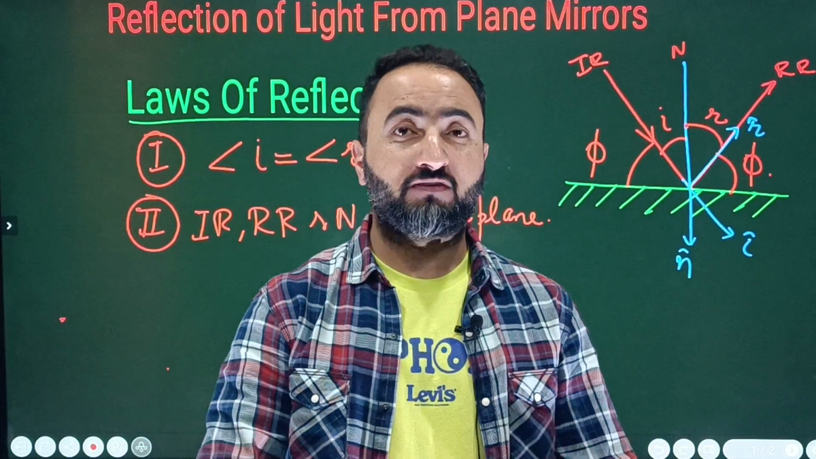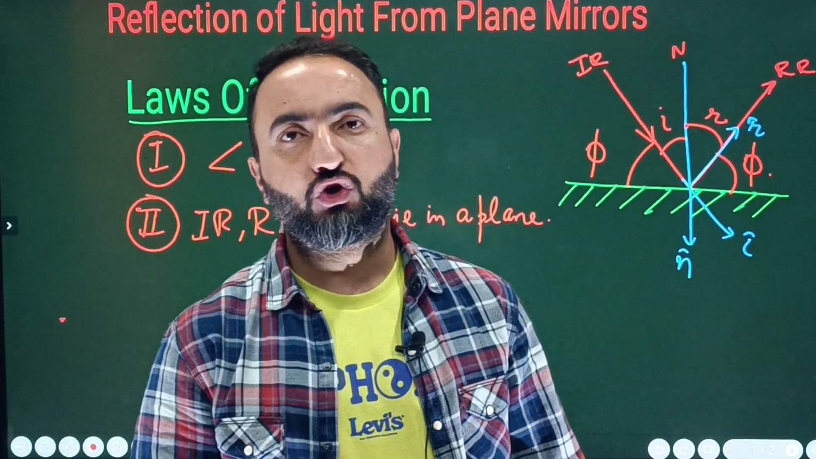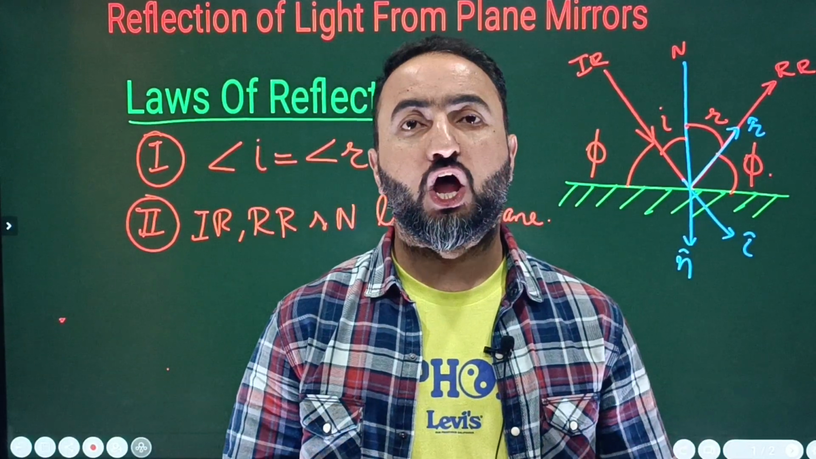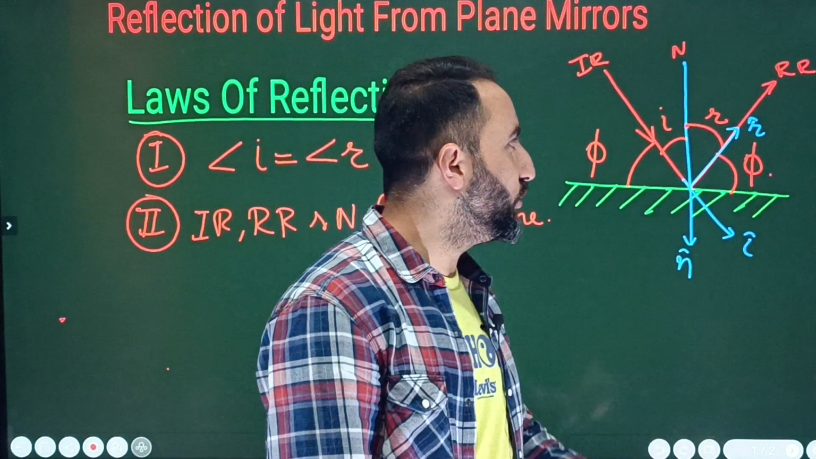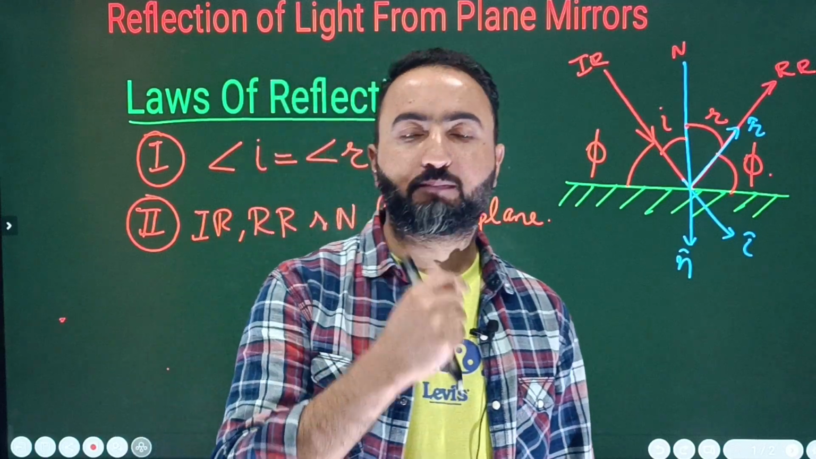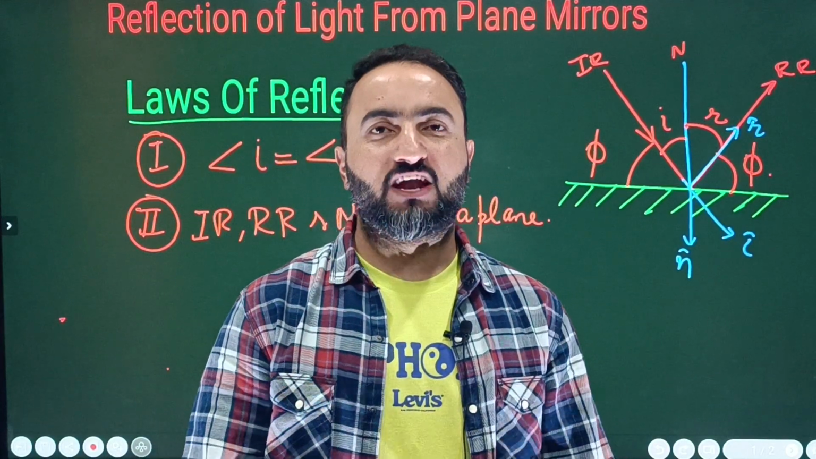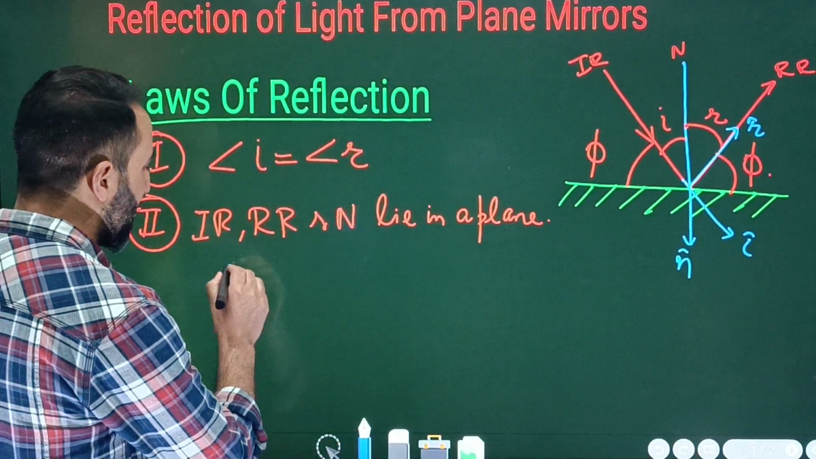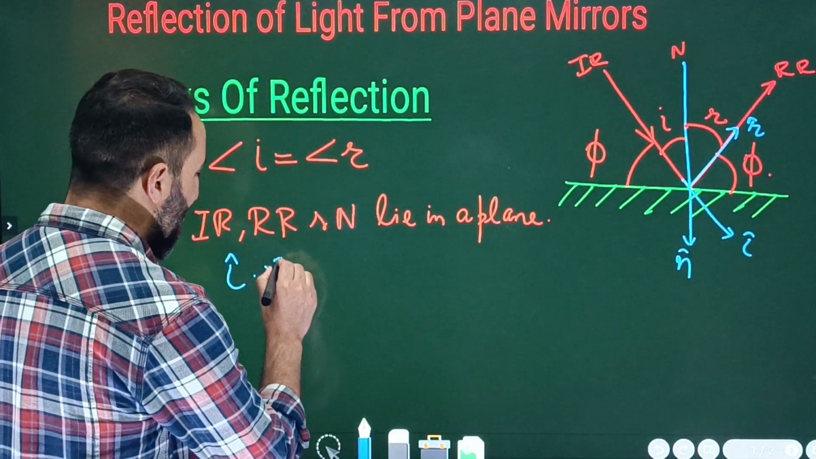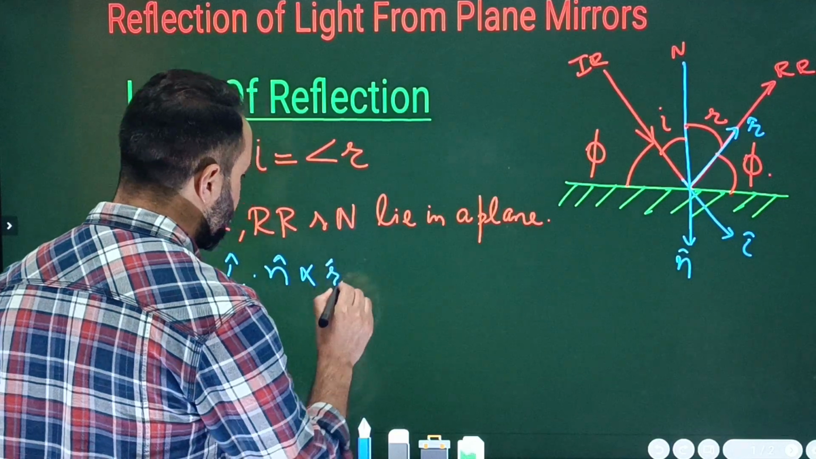Then you know, from the knowledge of vectors, that if there are three vectors which are coplanar, their scalar triple product will be equal to 0. Now here we have three unit vectors, that's i cap, n cap, and r cap. They lie in a plane, so their scalar triple product must be equal to 0. Great. So here I will write down i cap dot n cap cross r cap must be equal to what?